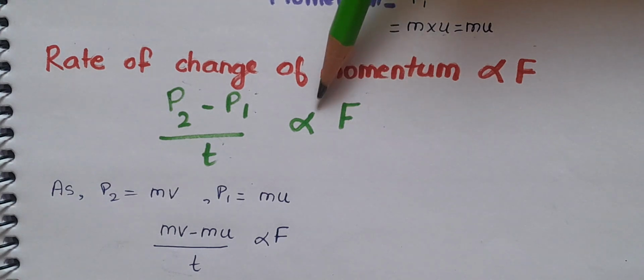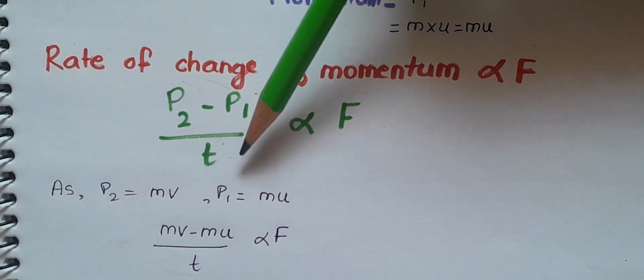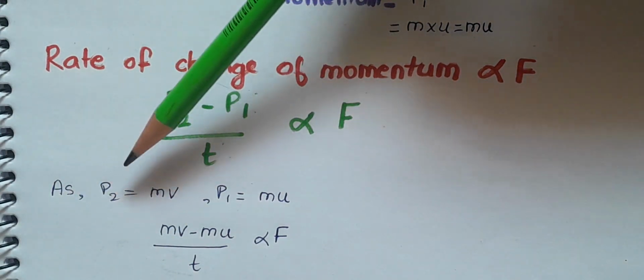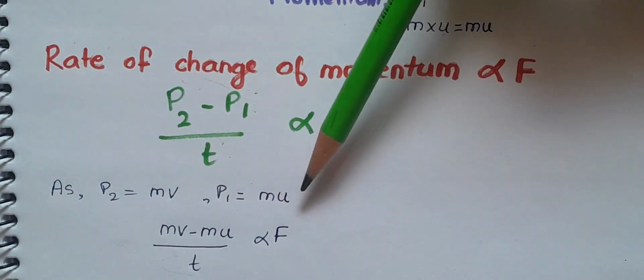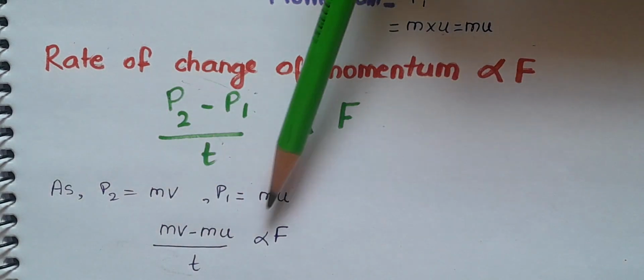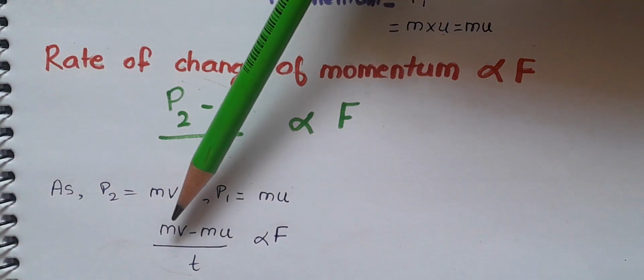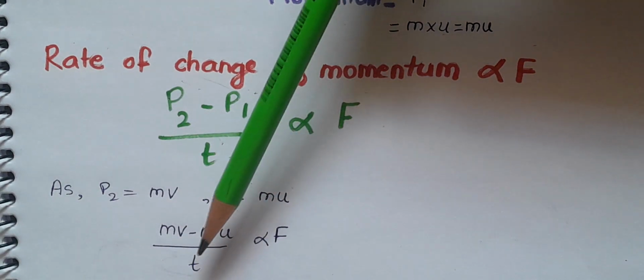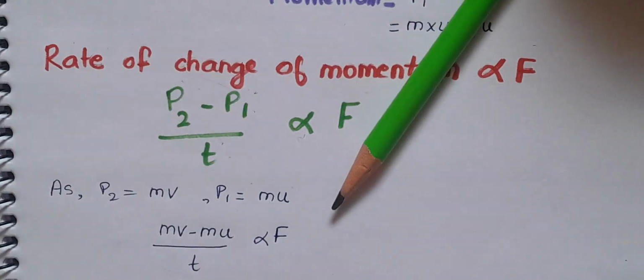It means if F increases, this will also increase. As we know that p2 is equal to mv and p1 is equal to mu from our previous understanding, if we put these values in this equation, it will be (mv minus mu) upon t is directly proportional to F.